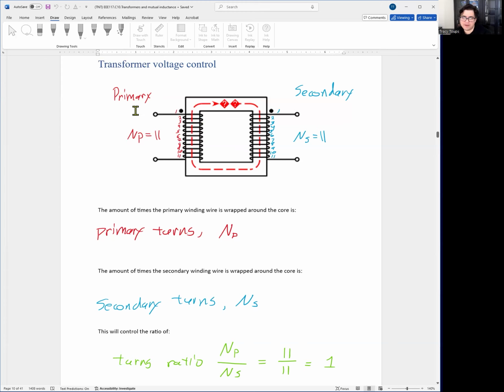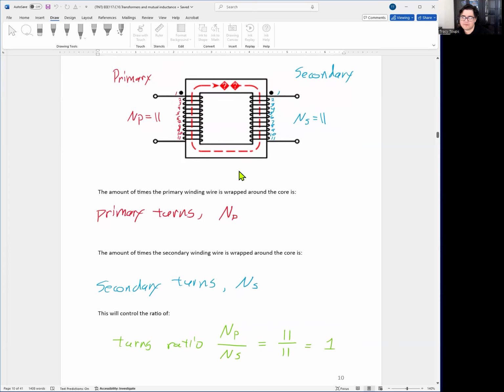P stands for primary. Primary is just one side of the transformer. Call it the left-hand side for today. The number of turns on the primary side is NP. The secondary side, you could count the number of turns or loops. Loops and turns are the same thing. And you get NS equals 11. These are your secondary turns. So NP is your primary turns, the number of times we looped around the core. NS is the number of times we looped around the secondary side, which is the secondary turns.